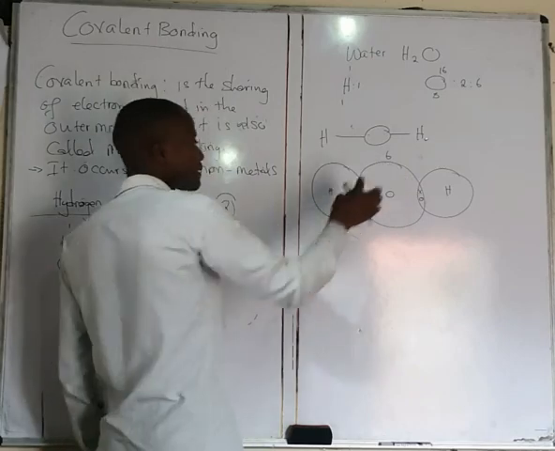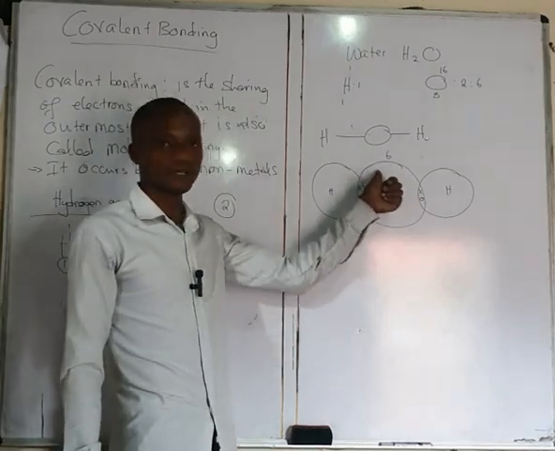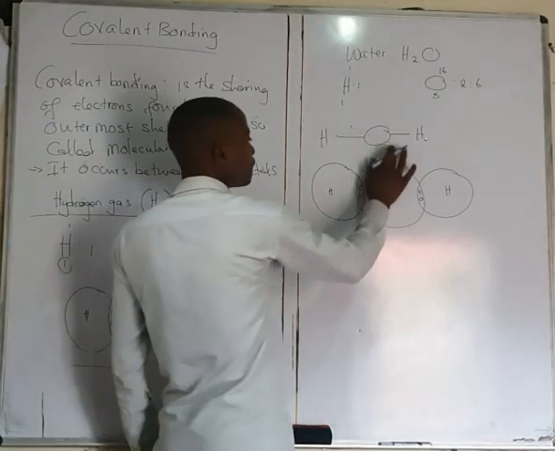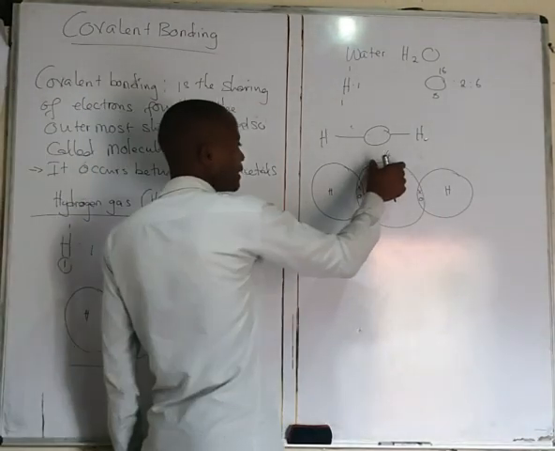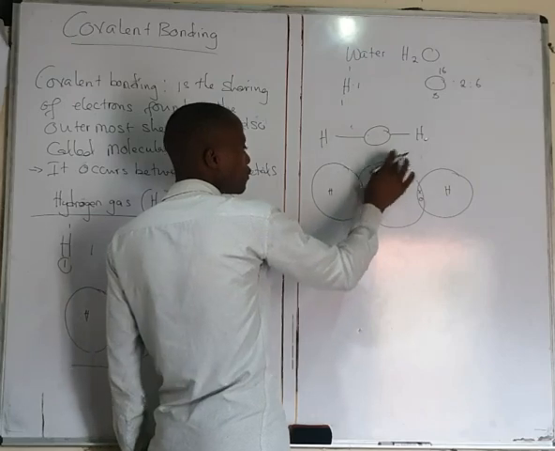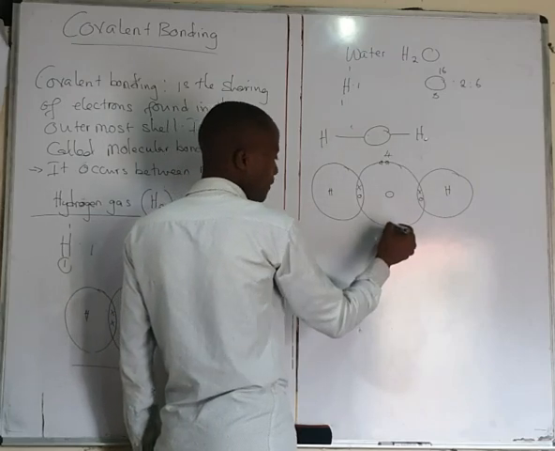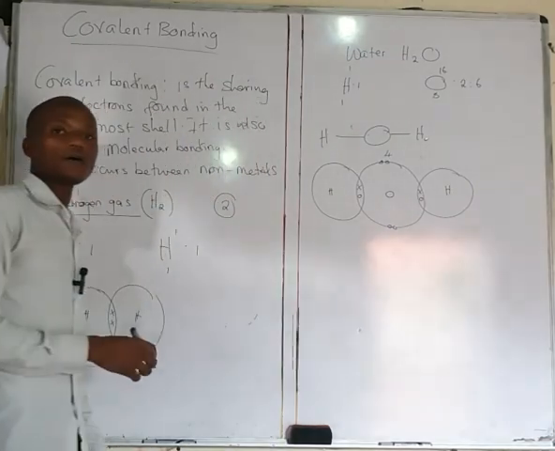Now here we had 6 and it has shared 2. How many are remaining? It means we are left with 4 electrons here. You see that, right? So now this 4 has to be written in this shell. So 2 will be here, 2 will be there. So this is the structure for the water molecule.